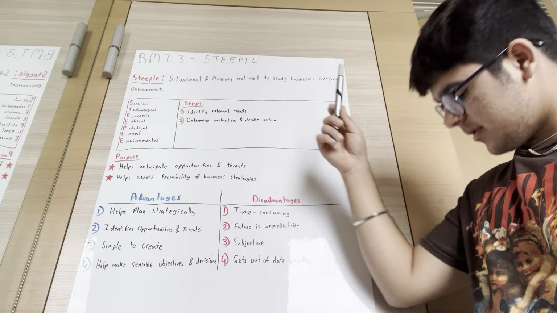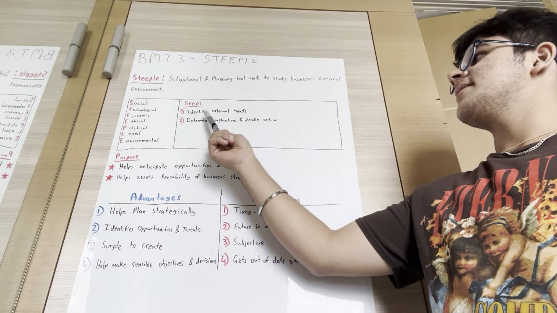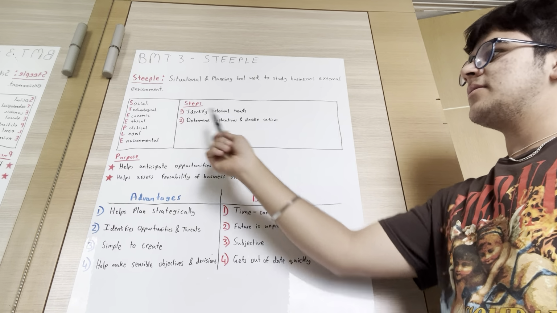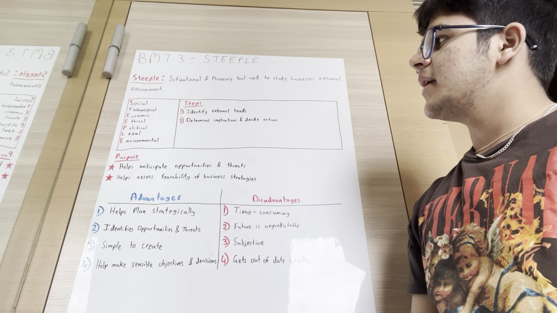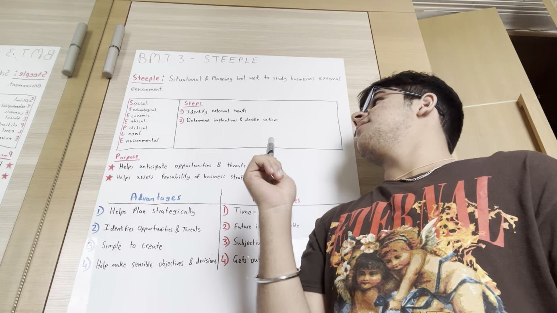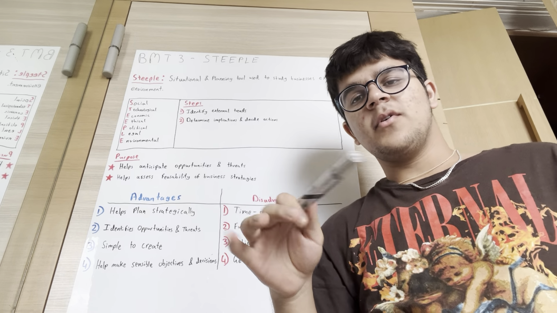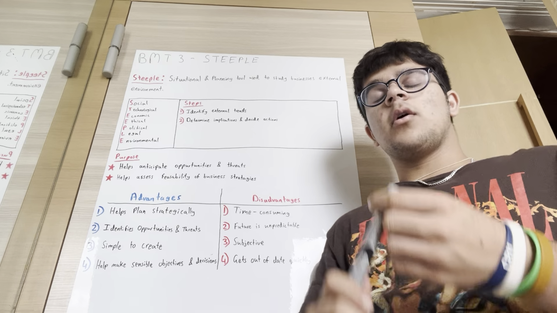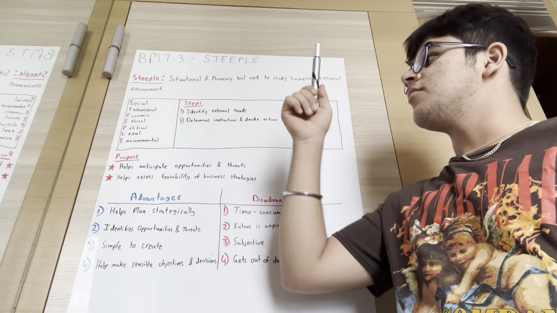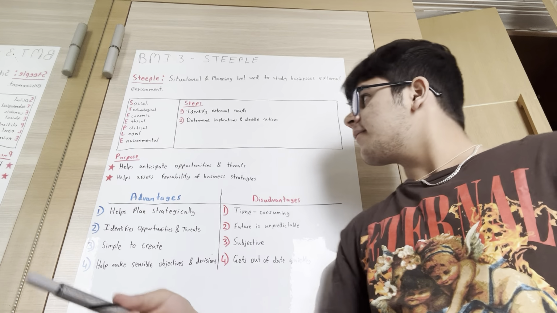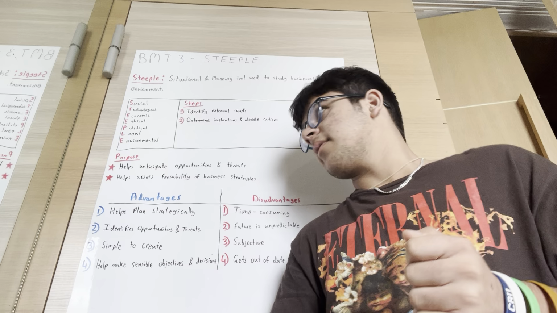So the steps to make a STEEPLE analysis: you first identify your external trends from these categories. And then after you've identified your trends, you determine the implication they have. So they either have an opportunity or a threat. And then after you determine what implication they have, you'll decide your business's actions after you overall look at everything.